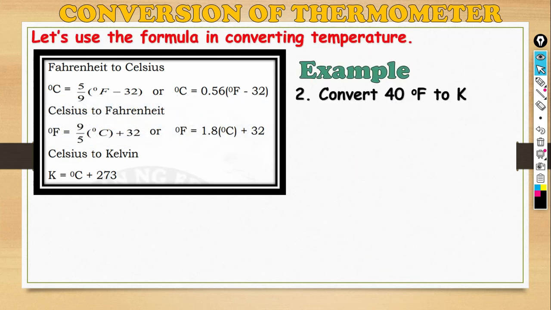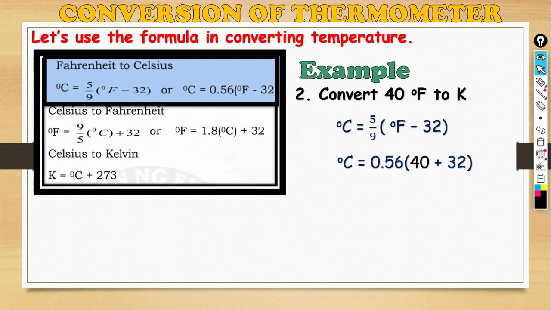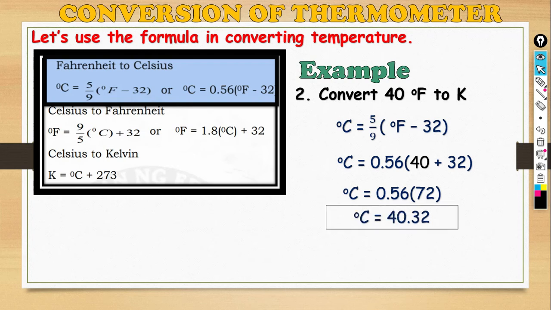Example number 2, convert 40 degrees Fahrenheit to Kelvin. So sabi nga natin kanina, kailangan ma-convert muna natin yung Fahrenheit to Celsius. So, yan yung formula natin. Substitute natin yung value natin ng degree Fahrenheit, which is 40. So, 40 plus 32 is 72. And 72 times 0.56 is 40.32 degrees Celsius.